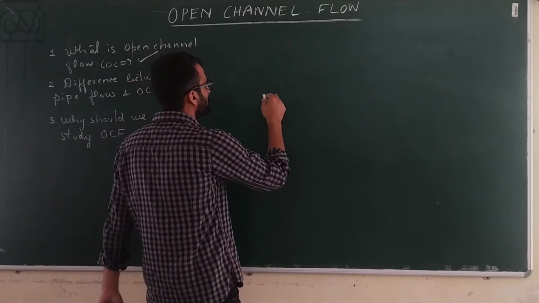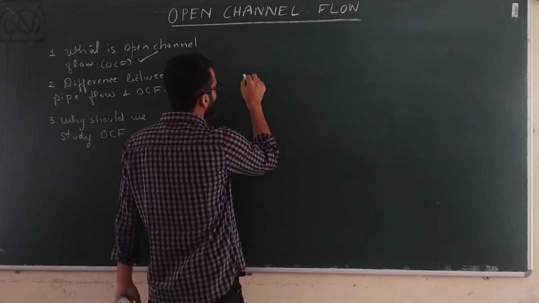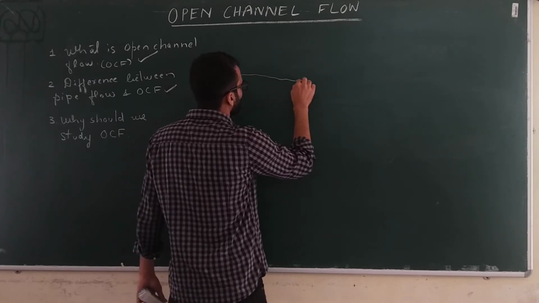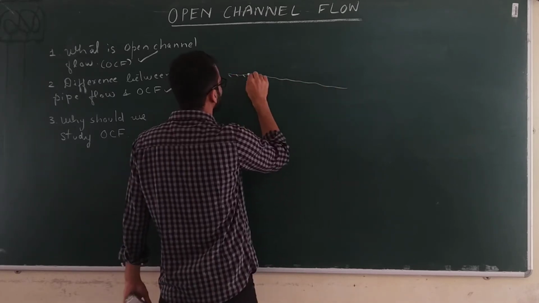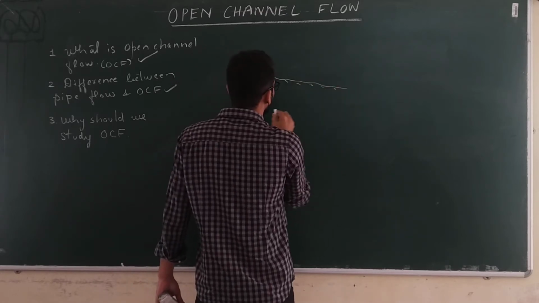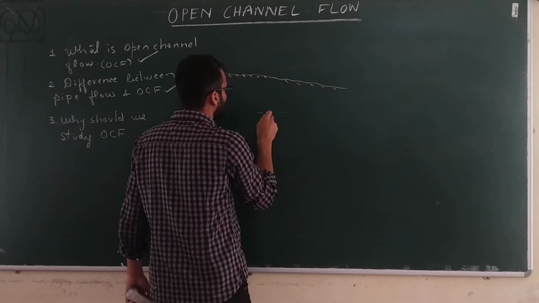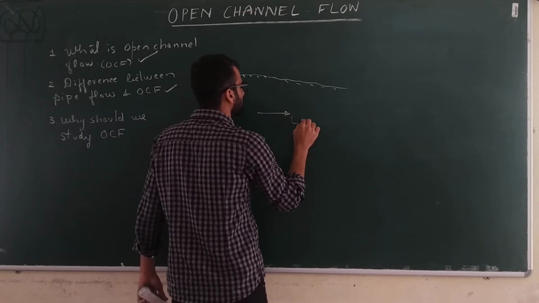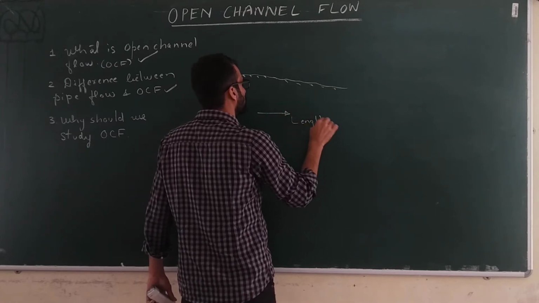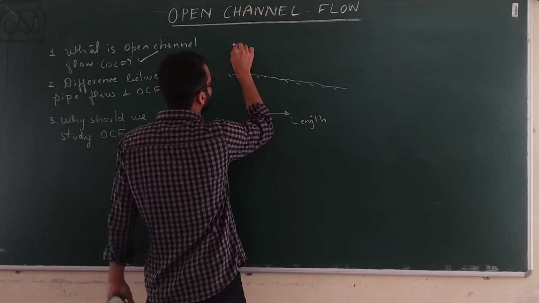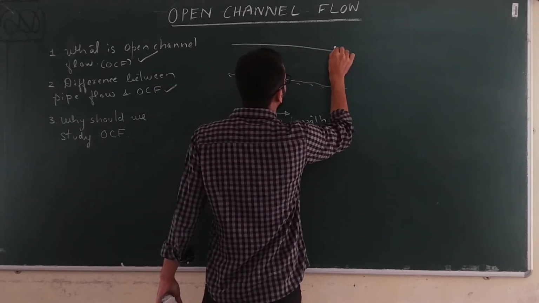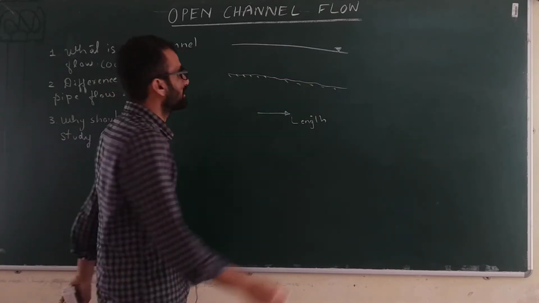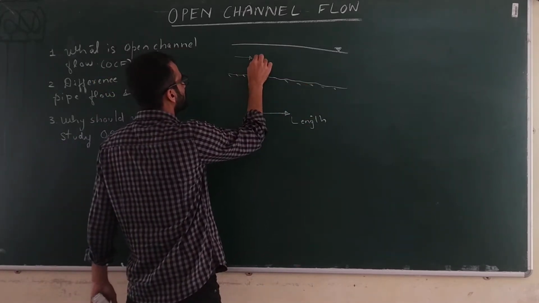So let's say you have a river whose L section is like this. In surveying you must have seen what an L section is. So this is the L section of the river along the length of the river, and this is the water depth. So it is an open channel flow. Flow is taking place in a river. This is the flow direction.